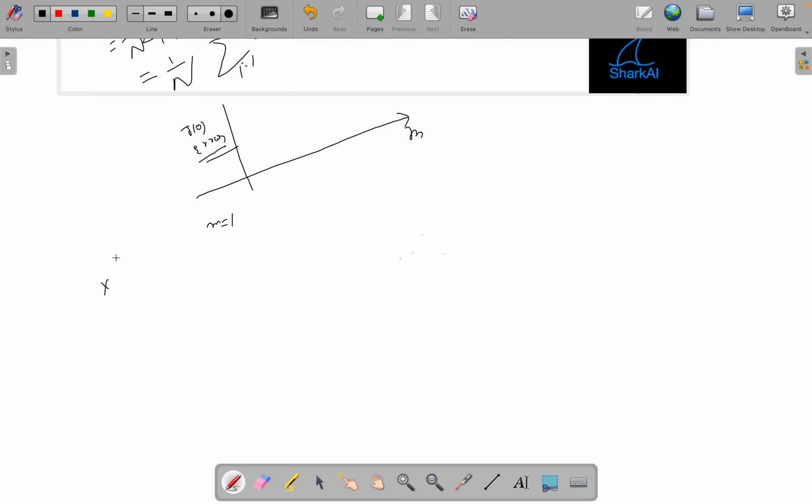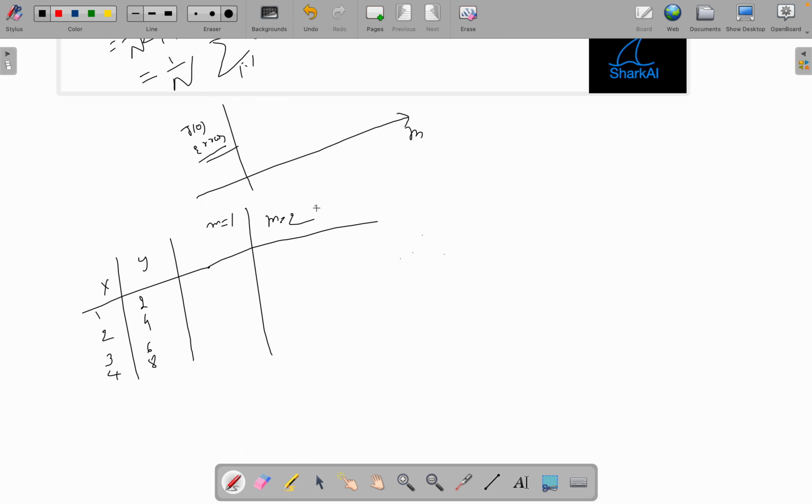So let's say that x we have 1, 2, 3 and 4. Okay. And y we have 2, 4, 6 and 8. Okay. So I'm just trying to draw with the various values of m. And we'll see what is the MSE value. So m is equal to, let's start with 0. Okay. m is equal to 1, m is equal to 2, m is equal to 3, and m is equal to 4. Let's see what values we get.